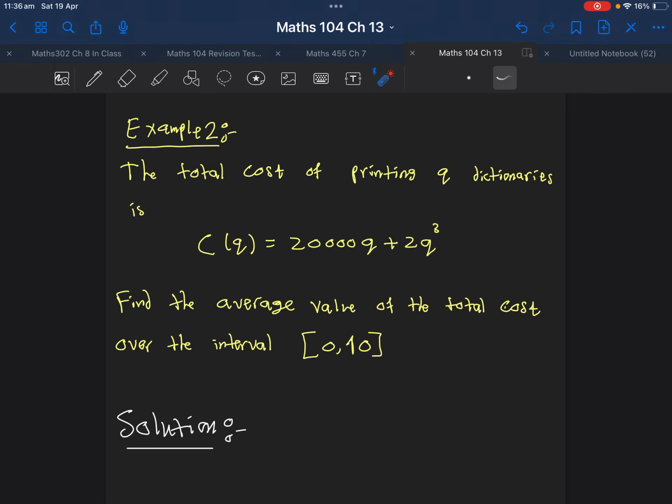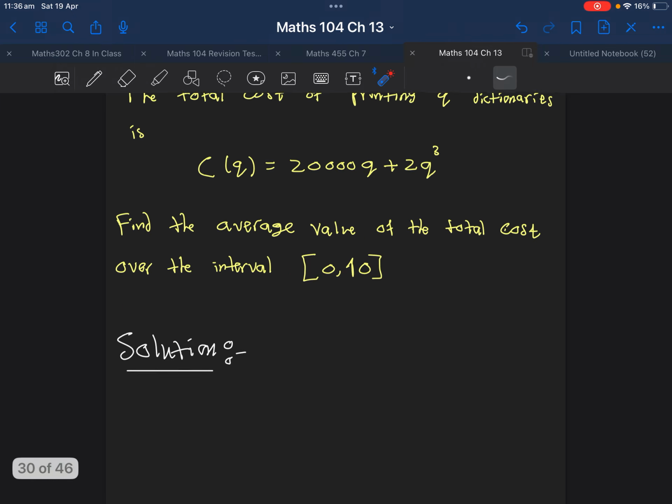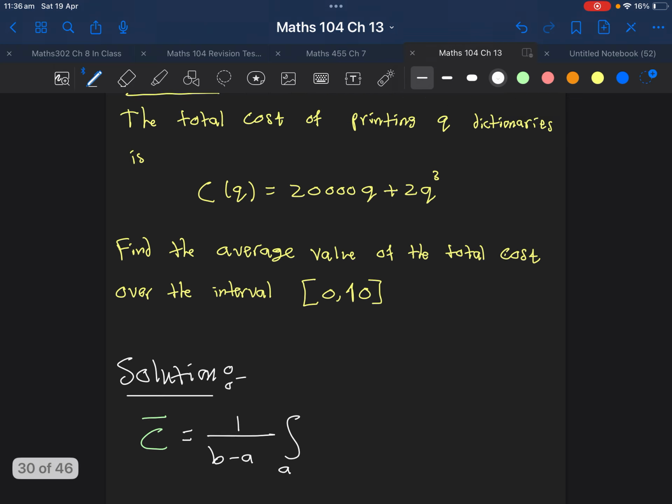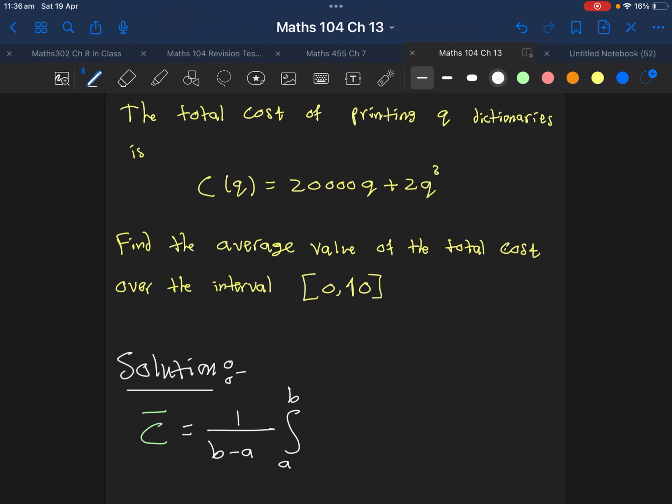All right, example number 2. The total cost of printing Q dictionaries is given by this formula. So I print Q dictionaries, I have to pay this cost. We need to find the average value of the total cost on this interval. So what we need to do is find C bar, which is, according to our average formula, 1 over B minus A, and we do the integral from A to B, C of Q, dQ.